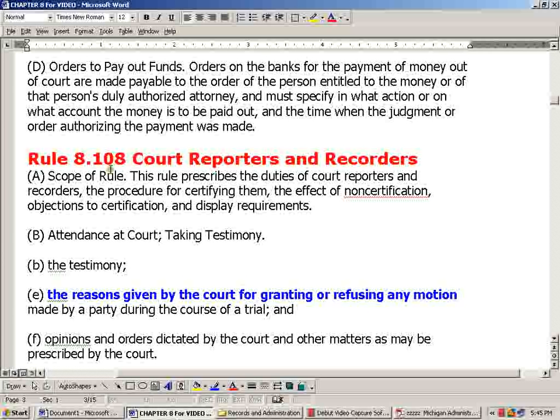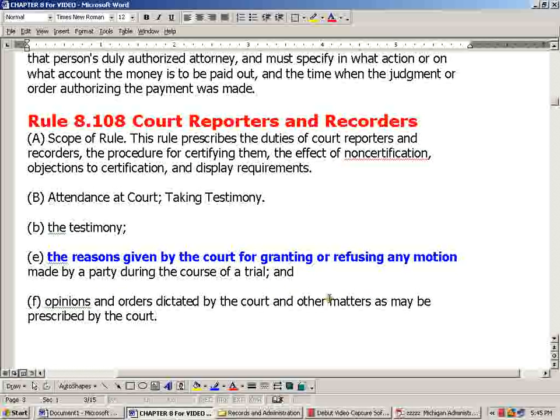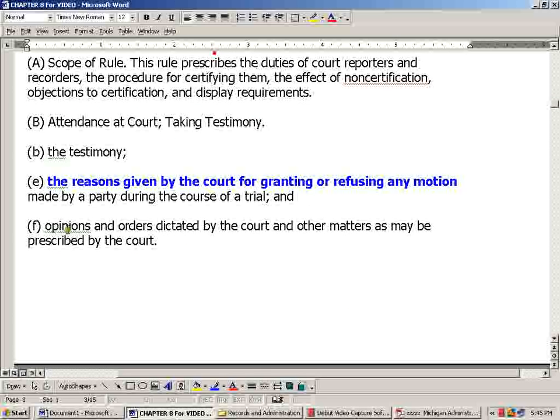Court reporters and recorders, what are they for? The reason given by the court for granting or refusing a motion. So this is what they do. They're going to be in the motion hearings that we never seem to go to. Right? They're taking testimony and taking the reasons given by the court for granting or refusing any motion, and opinions and orders dictated by the court in other matters as may be prescribed by the court.